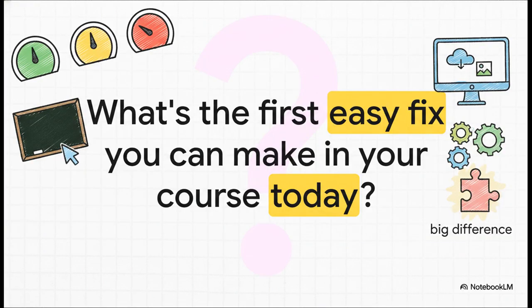So, what's your next step? Just log into Blackboard, open up one of your courses, and just look for the dials. Find one that isn't perfect, click on it, and just see what it says. So ask yourself, what's the first easy fix you can make in your course today? Maybe it's just adding a description to one single image. Every little fix adds up, and it's a huge part of our collective effort to make sure learning is accessible for everyone.